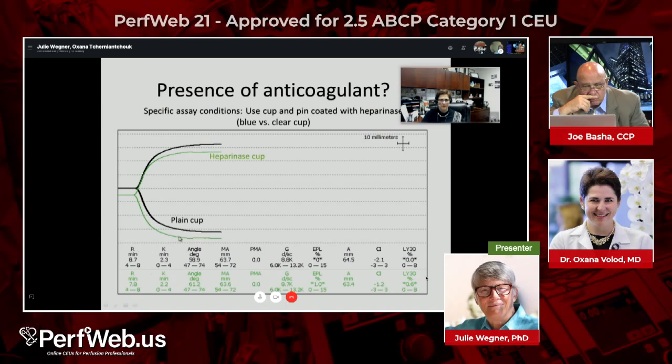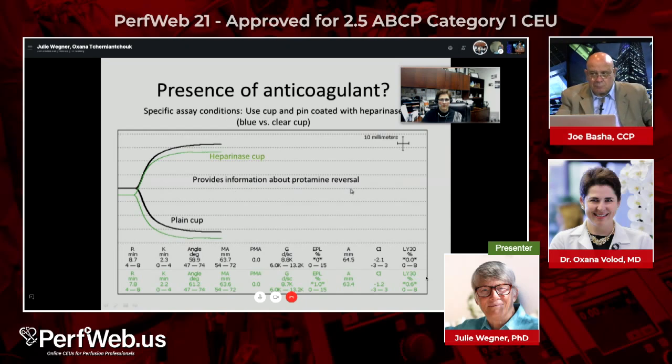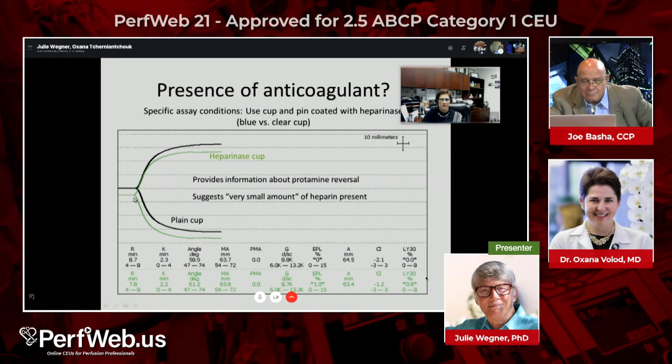And as you can see, this provides information about whether or not you reversed your protamine. But in this instance, it suggests that there's a very small amount of heparin present. The main reason is because the R value for the heparinase cup is less than the R value for the plain cup, suggesting that there's a little bit of heparin on board.